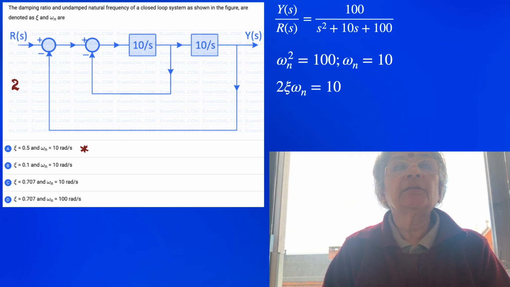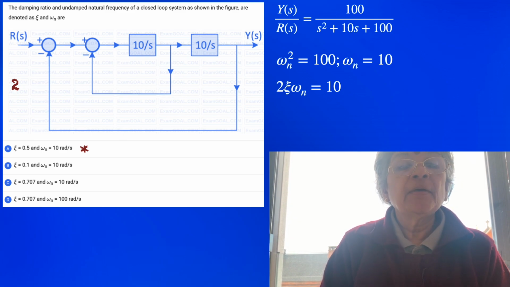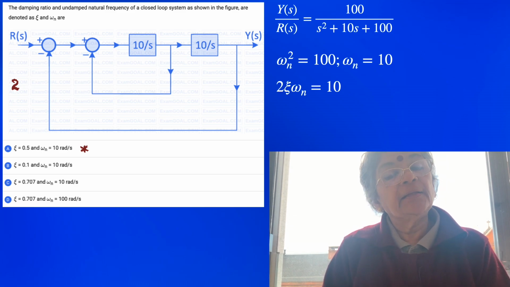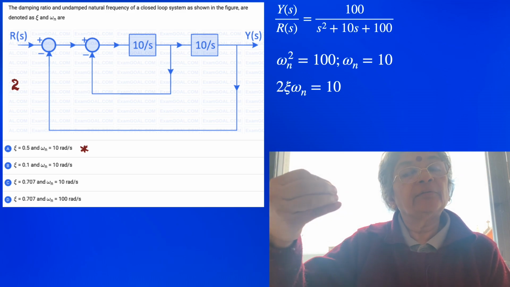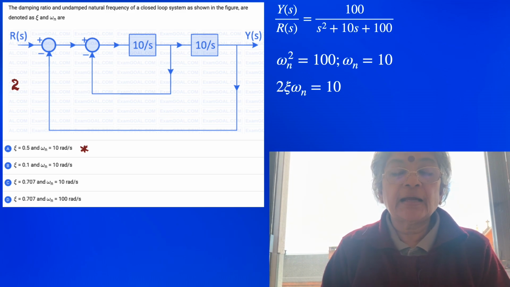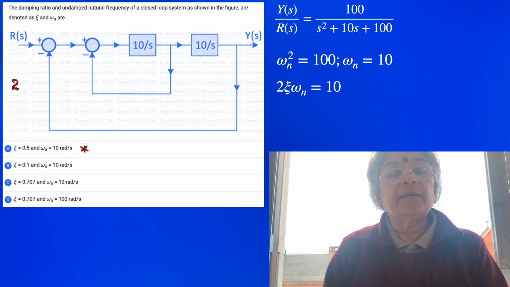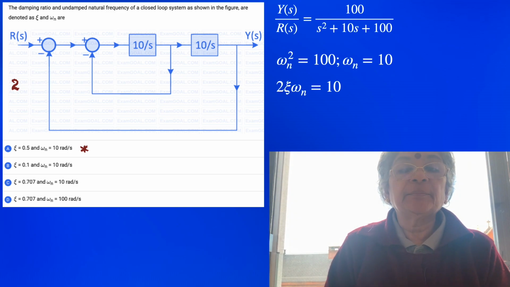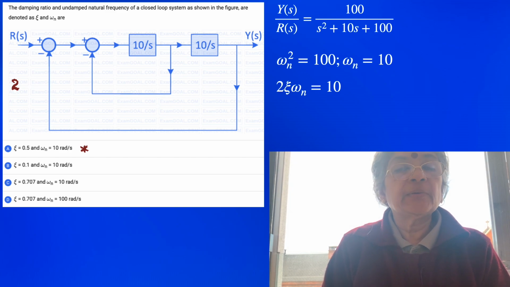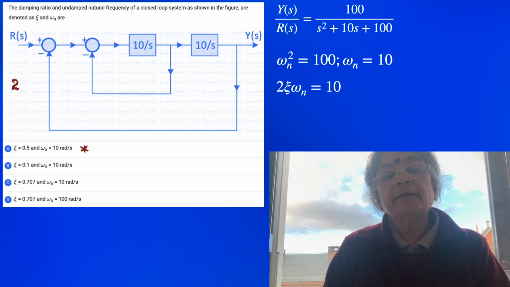Now we have another unity feedback coming there. So in total, it's going to be 10 into 10, 100, in the numerator divided by s plus 10 into s, that is s squared plus 10s, and then you add the numerator again as 100. So s squared plus 10s plus 100 happens to be the overall denominator of the transfer function, and it is equal to the output Y(s) divided by the input R(s). Now we have another pattern emerging here.